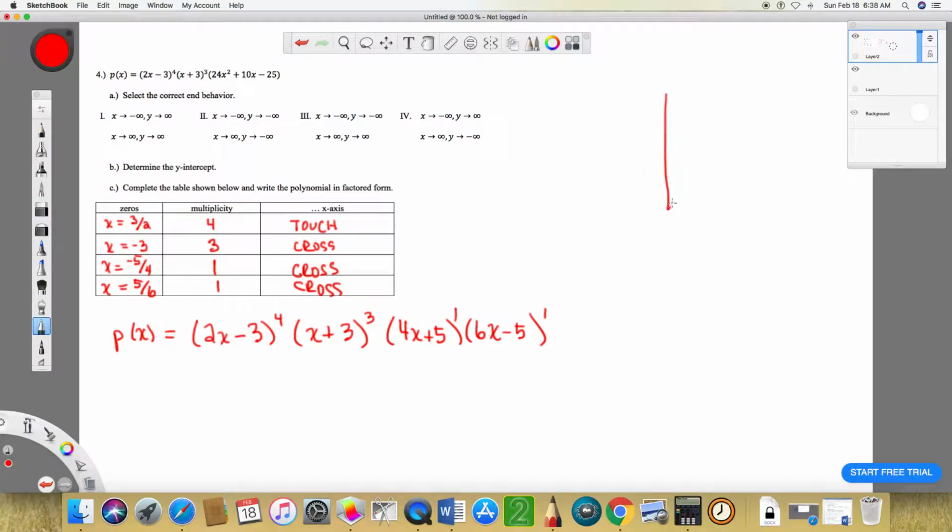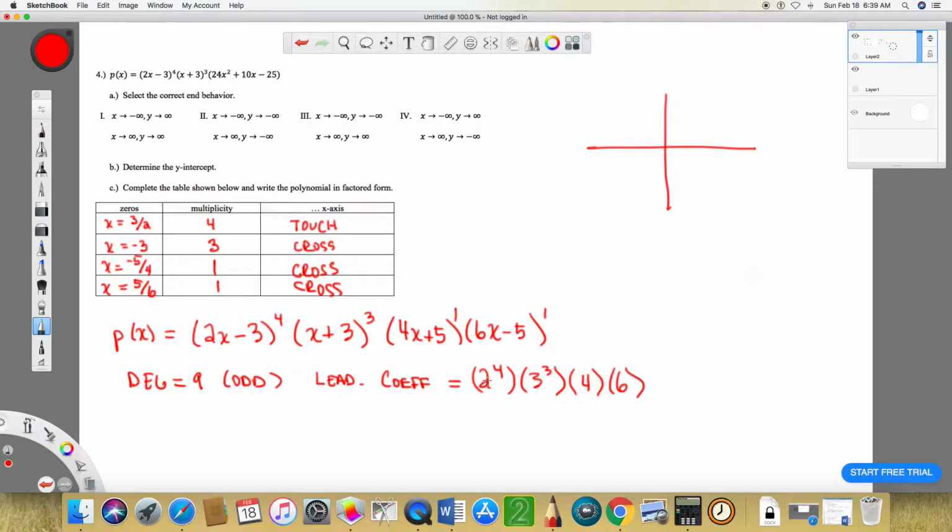With our end behavior, the degree of this, 4 plus 3 is 7, 8, 9, so the degree is odd. And the leading coefficient, 2x to the fourth, so 2 to the fourth, 3 to the third, 4 times 6. I'm not going to multiply that out. Well, it's 16 times 27 times 4 times 6, but it's definitely a positive number.